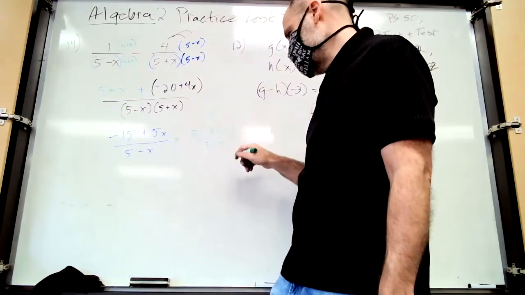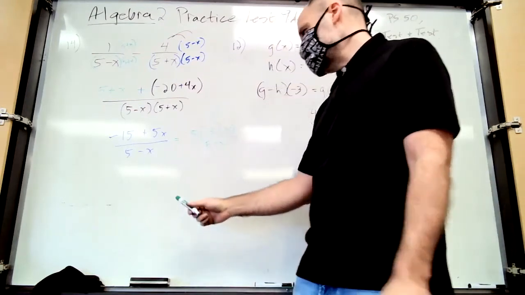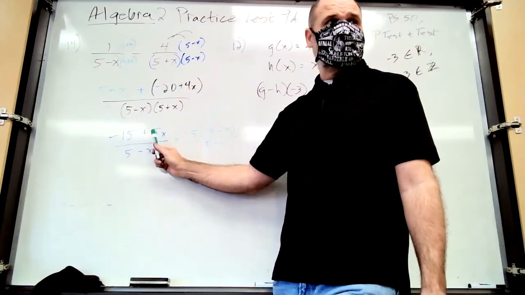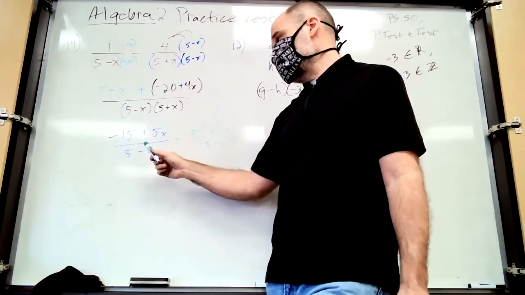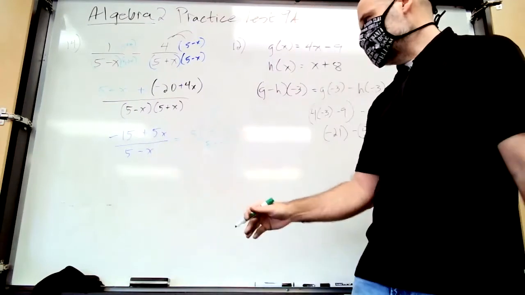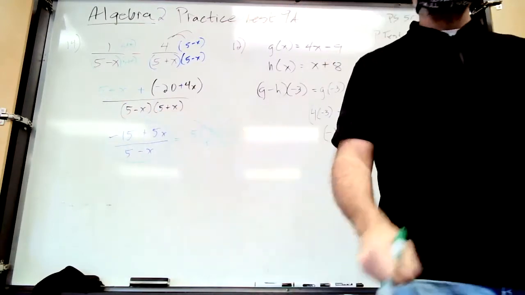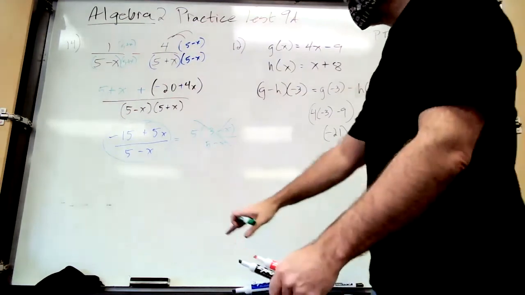Still nothing, because you can't cancel those 5s. But if this was like 25 plus 5x, then when I factored out a 5, I would have had a 5 plus x, and I could have canceled, or a 5 minus x, and I could have canceled. But luckily it's not, so this is your answer. Always check to see if you could possibly reduce or cancel a factor, but if you get this far, then you're good.